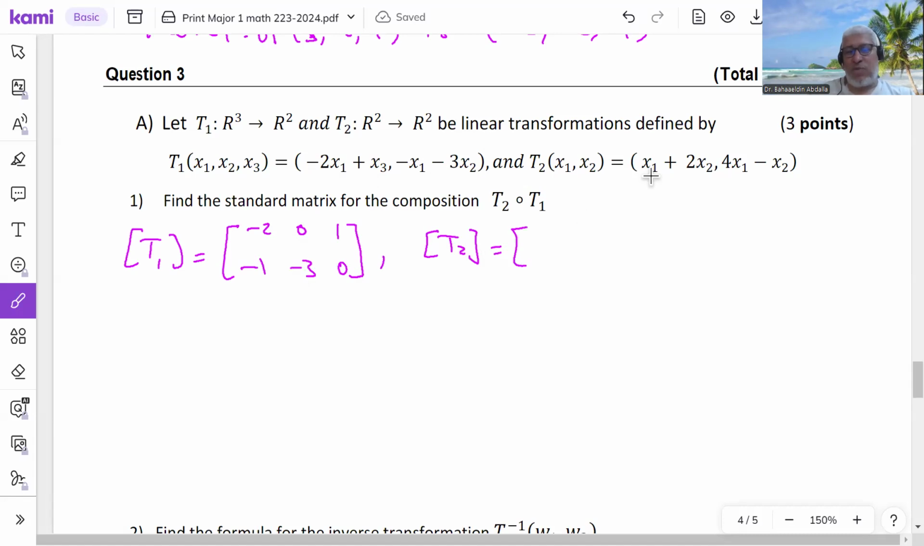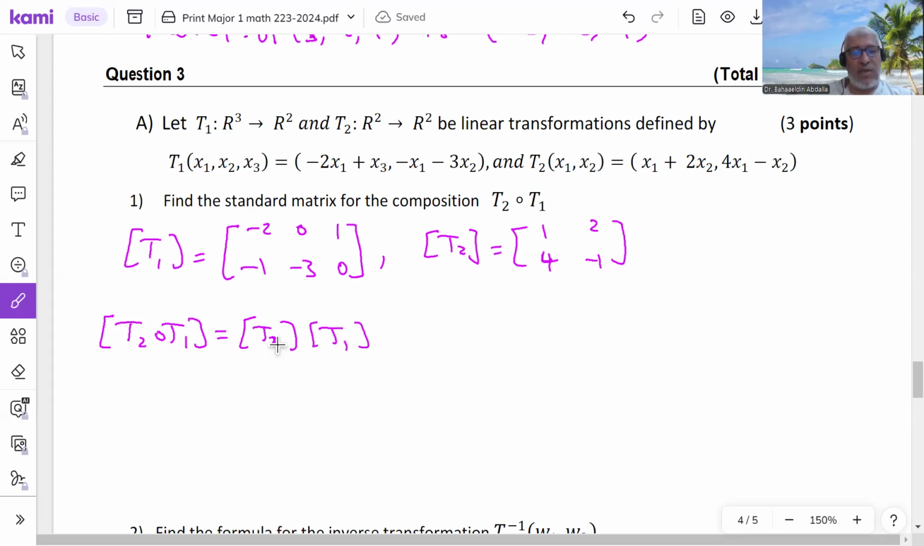Standard matrix for T2, I have 1 and 2, the coefficients of the first component, the second component 4 and -1. Well, he is asking about the standard matrix for the composition. By definition, it is the standard matrix of T2 times the standard matrix of T1. So I will multiply 1, 4, 2, -1 by -2, -1, 0, -3, 1 and 0. 2 by 2, 2 by 3, I'll get a 2 by 3.